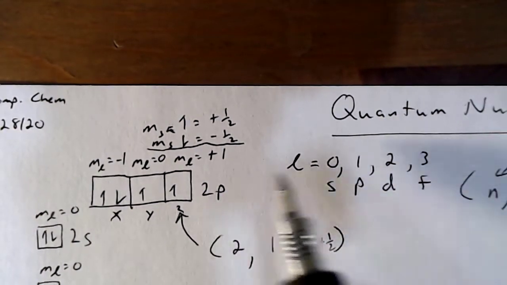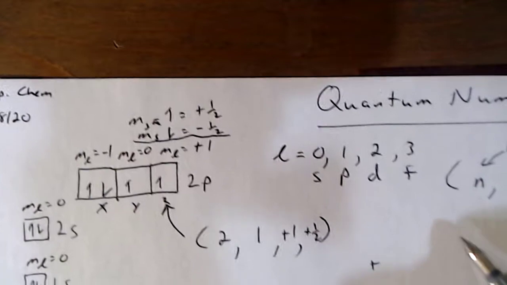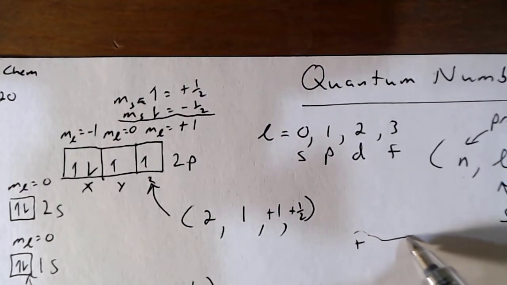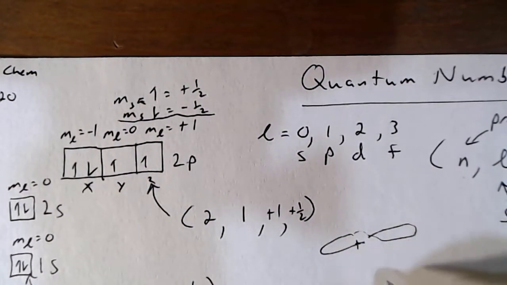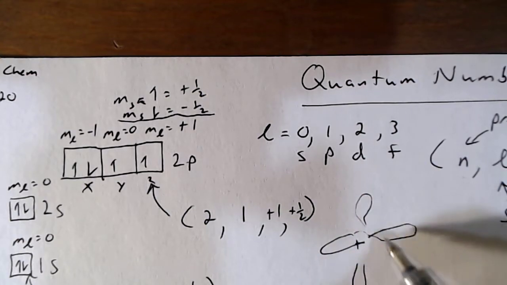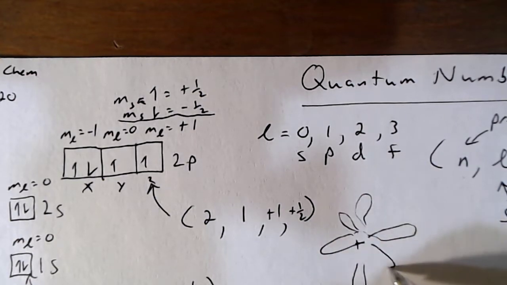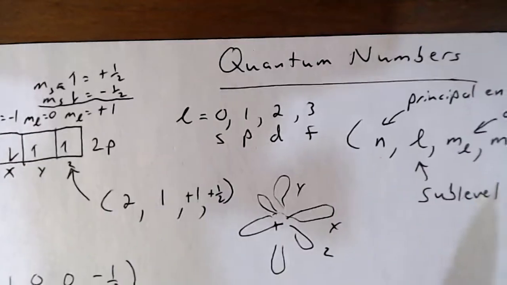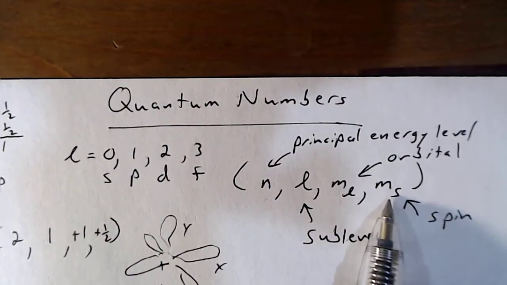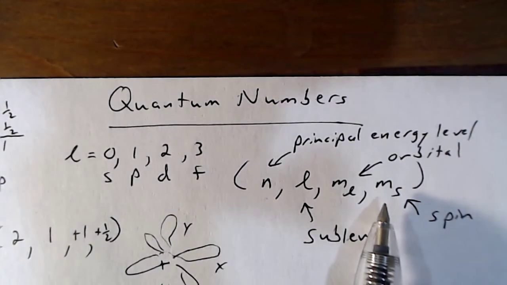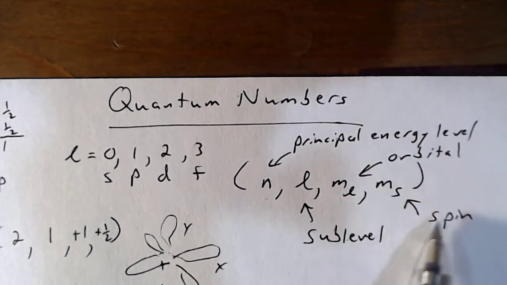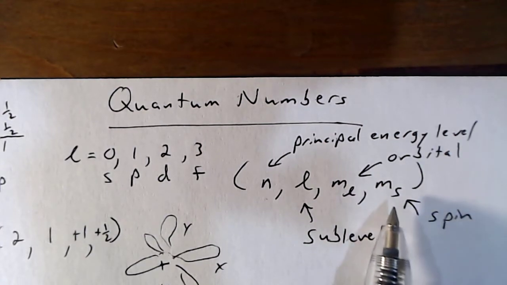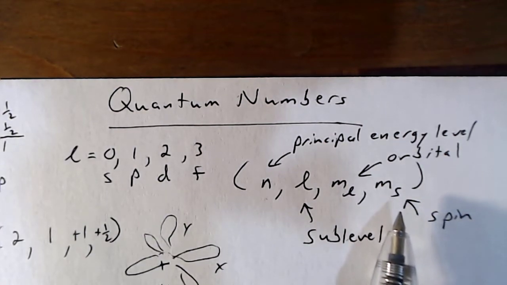So if you have the nucleus here, whether an electron might be going in the X or the Y or the Z axis. Finally, we have the electron spin quantum number, which says whether the electron might be going in a clockwise or counterclockwise way around the nucleus.